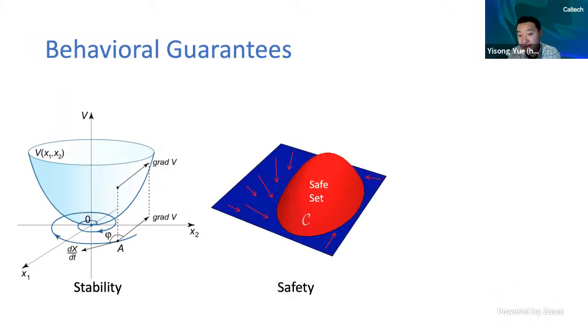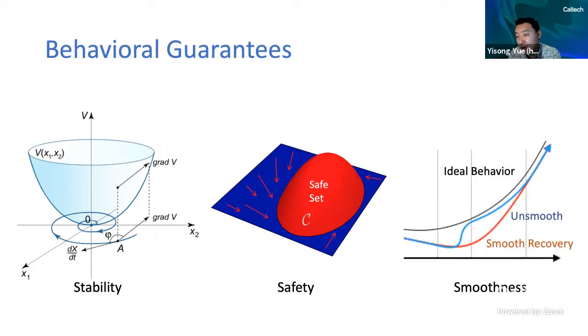There's also safety, which says that there exists a performance envelope, also known as a safe set, and I can guarantee that my system will never leave this performance envelope. What you see in this picture is that as the system starts to approach the boundary of the safe set, my controller understands how to act on the system to push it away from the boundary.